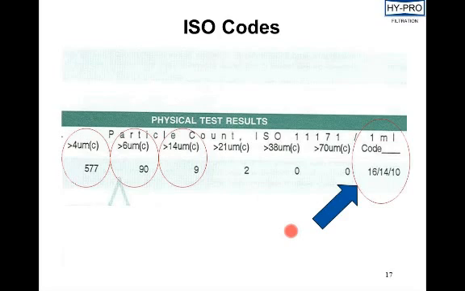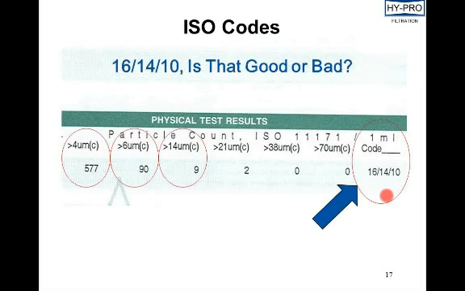And on the ISO codes section of an oil analysis report, this is what we're looking at. We're looking at 4 micron, 6 micron, and 14. Those represent our codes. So 16, 14, 10. Is that good or bad? It depends. Most often it depends.